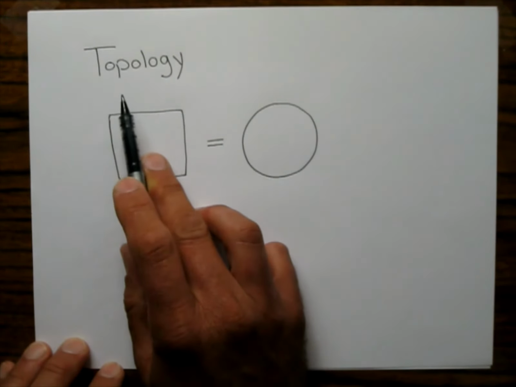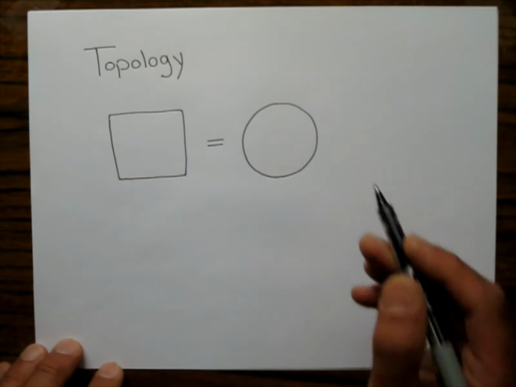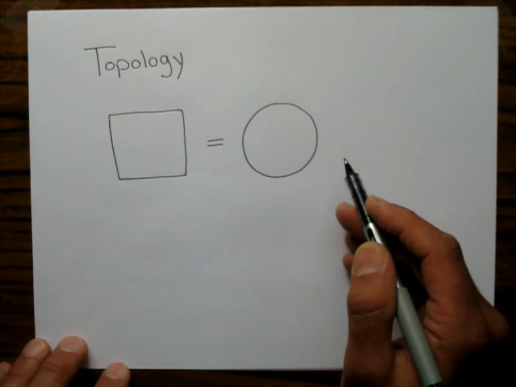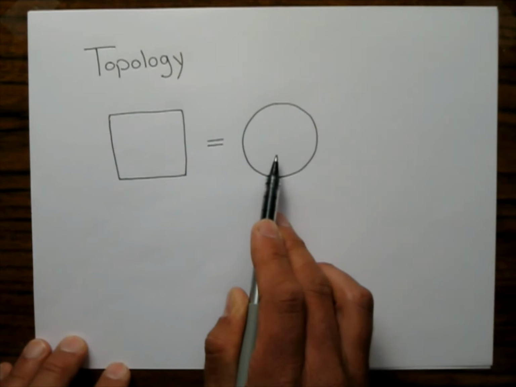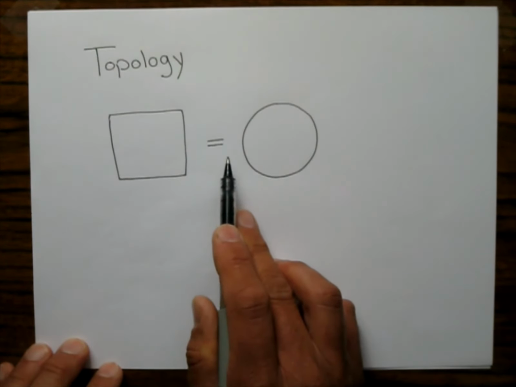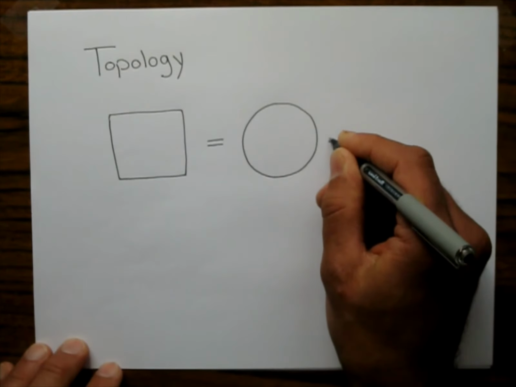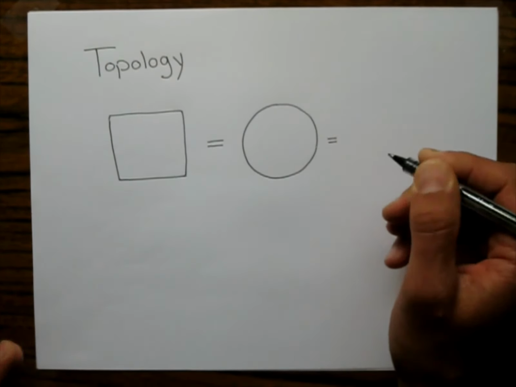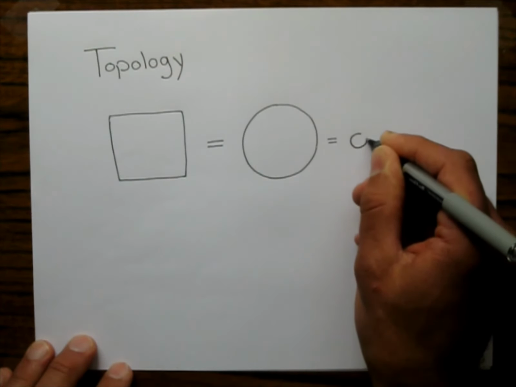So topologists are all about stretching, bending, shrinking things and calling them equivalent. So they'll say a square equals a circle, or they'll use the word a square is homeomorphic to a circle, which also means that these guys equal a triangle, but I'm not going to draw that. They actually equal this right here, which is a little circle.